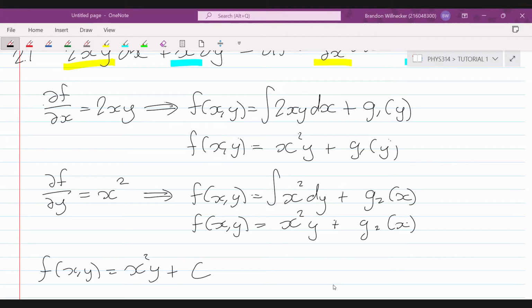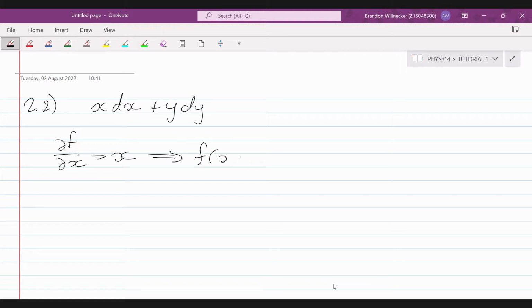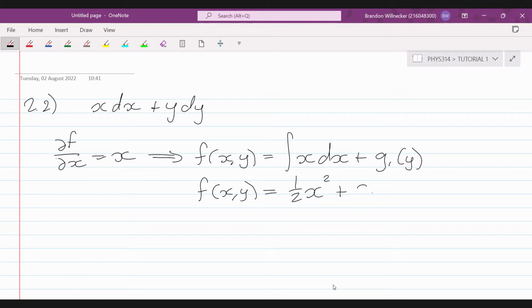That's 2.2. Okay, so the other differential that was exact, that was the x dx plus y dy. It was that differential. So we want to do the same thing. We're going to have df by dx being equal to x. So this means that f of xy is equal to the integral of x dx plus some function of y. So that means f of xy is going to be 1/2 x squared plus some function of y.